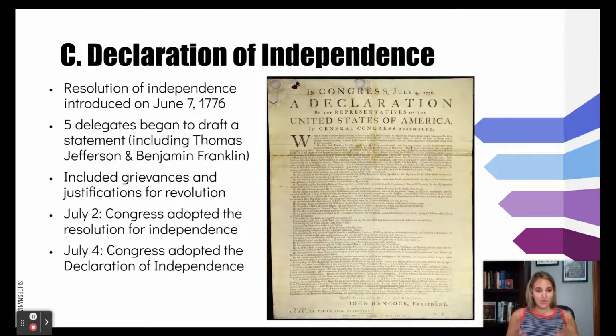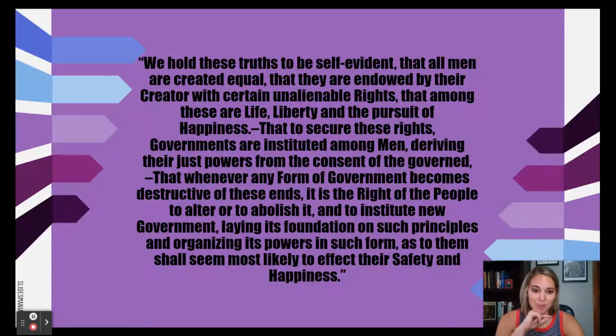All of this concludes the rising action up to the Revolutionary War with the Declaration of Independence. So 5 delegates are chosen to draft the statement, including Thomas Jefferson and Benjamin Franklin. It includes the grievances and the justifications for revolution. It's actually on July 2nd that the Congress adopts the resolution for independence, and July 4th, they adopt the Declaration of Independence. And here's probably the most famous excerpt from the Declaration.